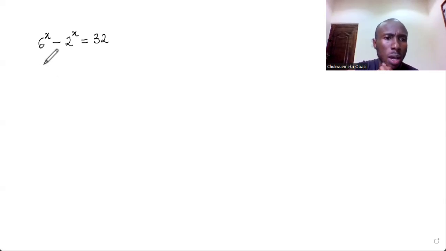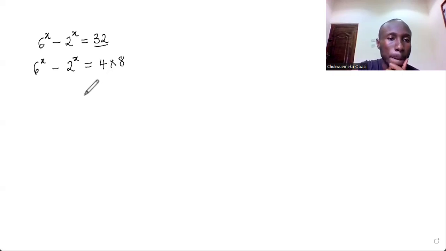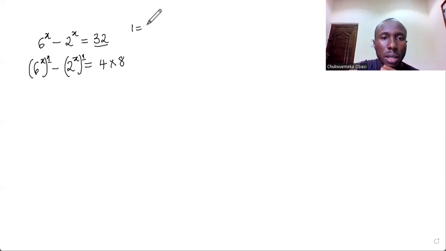Now, I would like to say 6 to the x minus 2 to the x is equal to 32, where 32 can be expressed as 4 times 8, right? 4 times 8 is 32. Then all of these have a power 1, it's just natural to have a power 1. And 1 is the same as 2 upon 2. So if I replace 1 as 2 upon 2, no problem. You're going to know why I'm doing all of this in a moment.